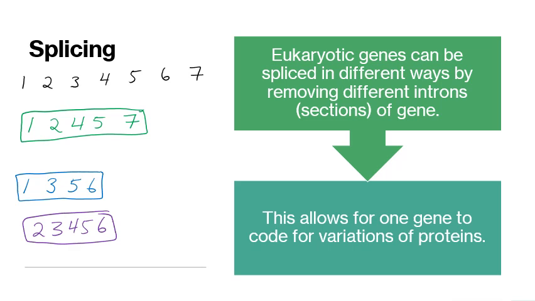This comes up occasionally, not every year, but occasionally. There'll be a question asking how one gene can code for different proteins. So this is where you would talk about alternative splicing of introns.